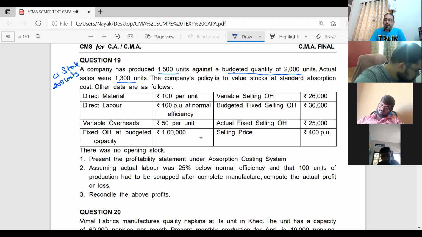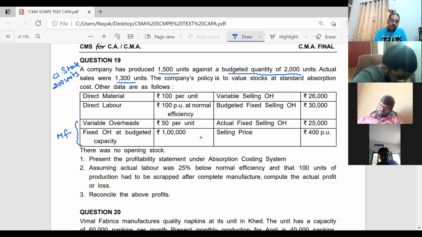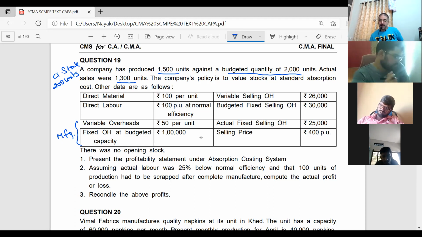The company's policy is to value the stocks at standard absorption cost. Other data is given to you. Direct material 100 per unit, direct labor 100 per unit at normal efficiency. Variable overheads and fixed overheads are given. Now, this will be assumed to be manufacturing overheads because they have given selling overheads separately. Variable selling overheads and budgeted fixed selling overheads are given separately. Actual fixed selling overheads are given separately, 25,000. Selling price is 400 rupees per unit. There was no opening stock.